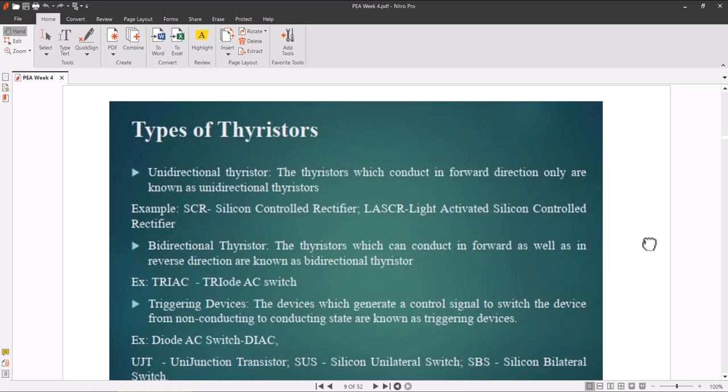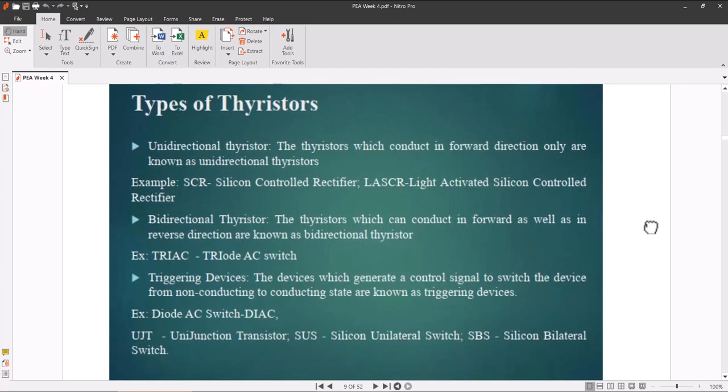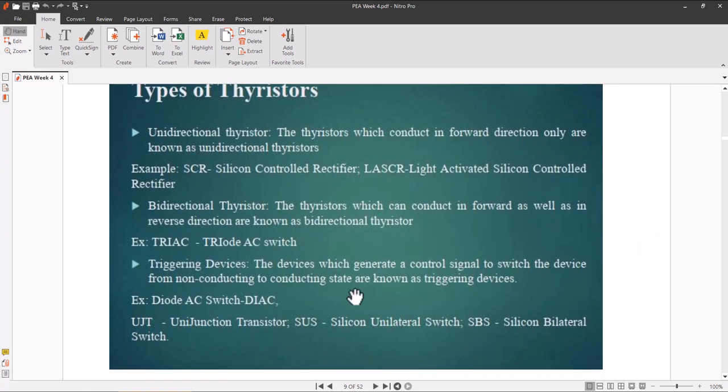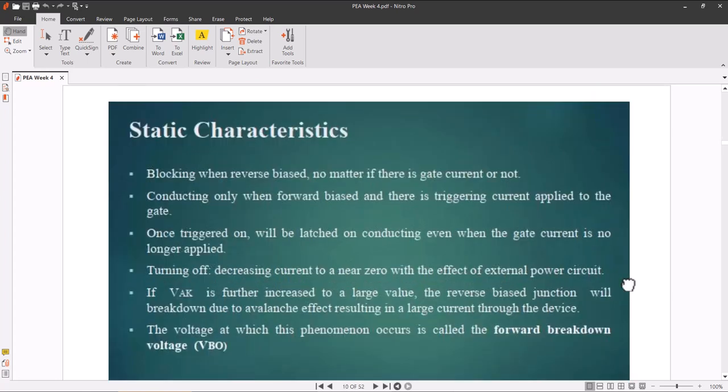Triggering devices: the devices which generate a control signal to switch a device from the non-conducting to the conducting state are known as triggering devices, like the diac, diode AC switch, and the UJT, unijunction transistor, the silicon unilateral switch, SUS, and SBS, silicon bilateral switch. These are basically the triggering devices.